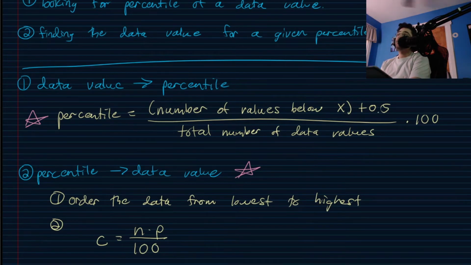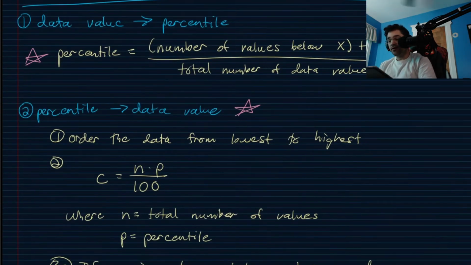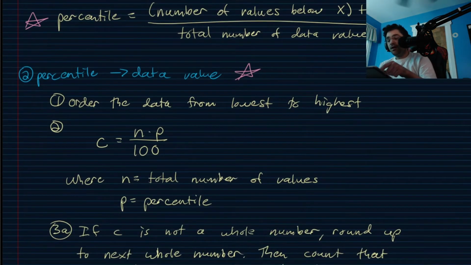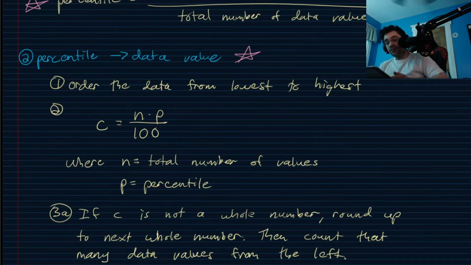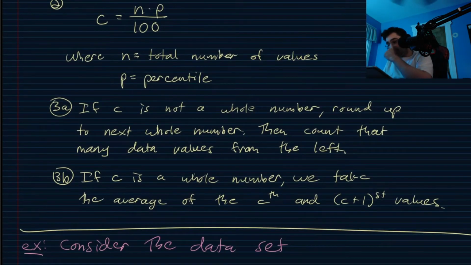And if we know a data value lies in a specific percentile, and we want to figure out what data value falls there, we've got this other formula. We still have to order the data from lowest to highest. We find this number c, which is n times p over 100, where p is the percentile that we've been given. And then we ask ourselves this question here.